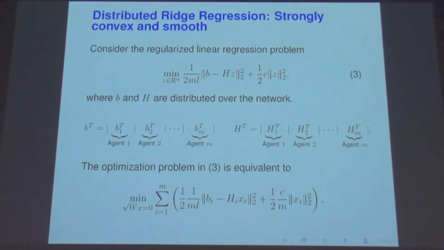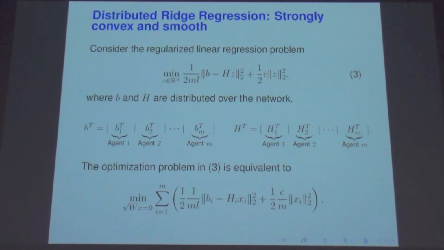So now we move to a little bit more complicated problem. Let's say a linear regression problem, a regularized linear regression. So you want to minimize a problem of this form where you have a linear regression here. You want to find a parameter z that minimizes the distance between the output b and a linear prediction Hz. And you also want some regularization so z is not too big.